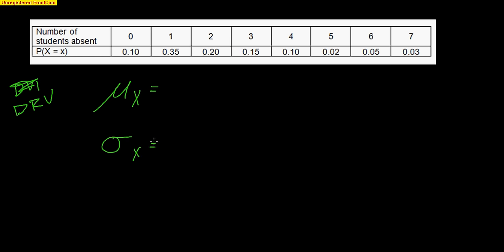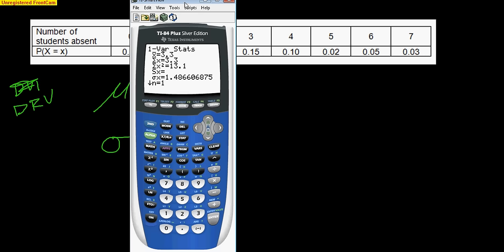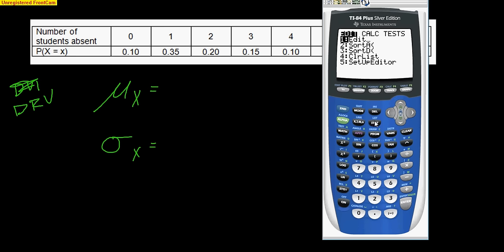So basically, what we're trying to say is on a typical day, just like on a typical basketball game, how many points do you expect LeBron James to score? So on a typical day, how many kids do we expect to be absent? So once again, I'm going to let my calculator do both things at once for me, which is a huge help. So stat edit. Again, clear out list 2 and clear out list 1.